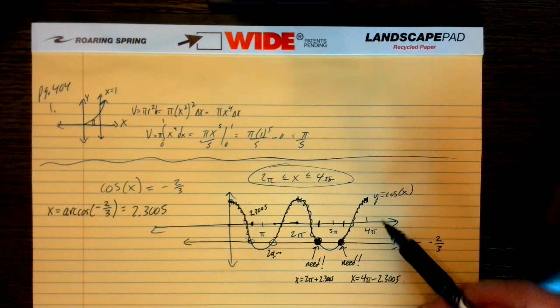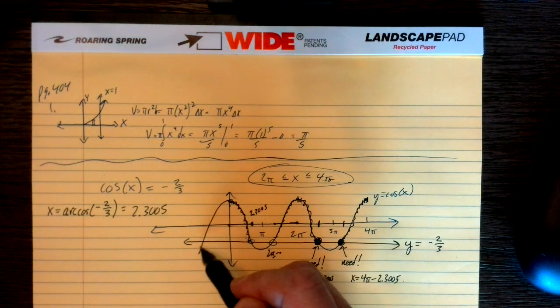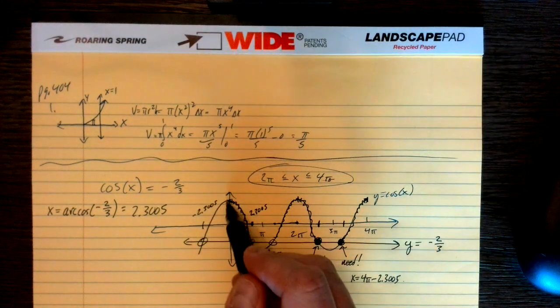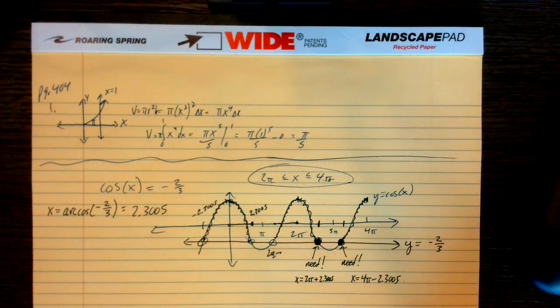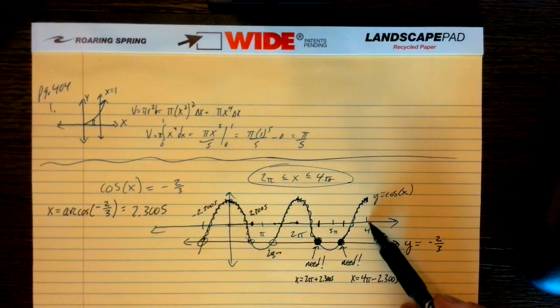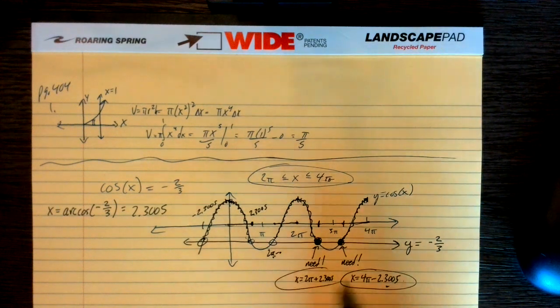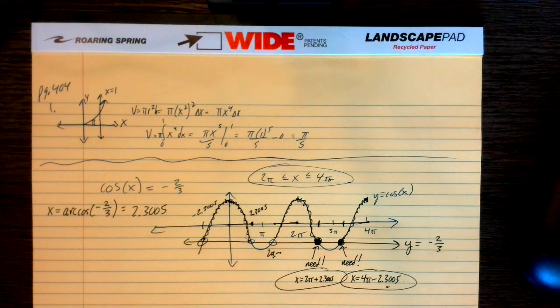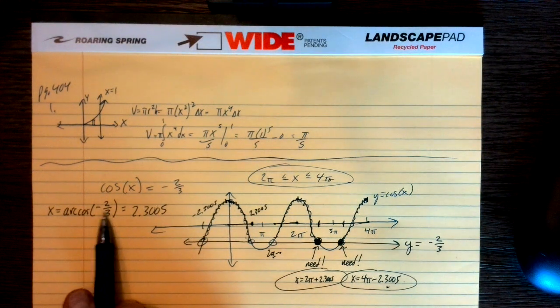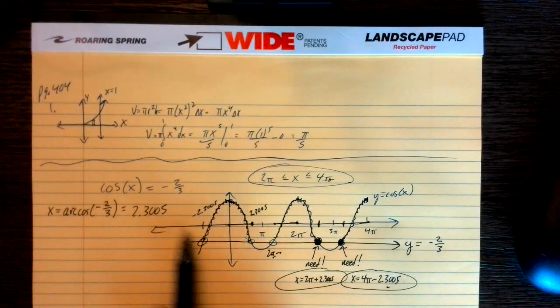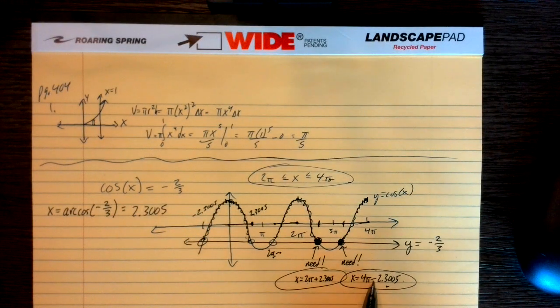And now let's just play matching. We went backwards here. This would be negative 2.3005 for that portion of the curve. So we're going all the way out to 4 pi and then back that amount. These are our two answers in radians. If you wanted them in degrees, you have plenty of options. You could have done the arc cosine of negative 2/3 in degree mode, and then you would have added it to 2 pi and subtracted it from 4 pi. So we can do it that way if you like.